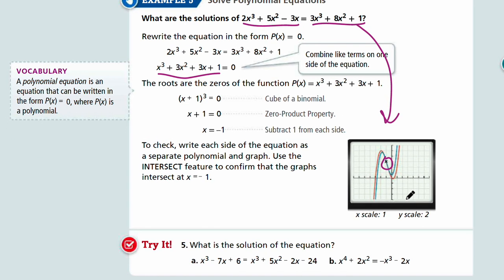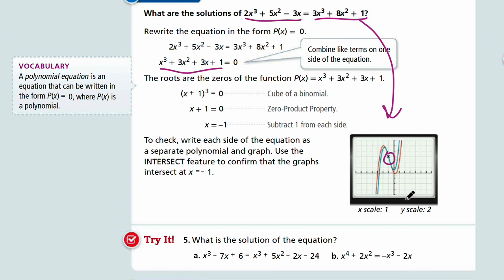Let's look at Try Number 5. You have to use the properties if you know how to use the properties, but basically you're figuring out the zeros of the function after you combine all the like terms and move everything to one side, and that's equal to 0. So we're using the zeros of the function in solving problems like this. So what is the solution of the equation in parts A and B? Try to figure out the solutions by yourself. Pause the video and come back when you're ready for answers.